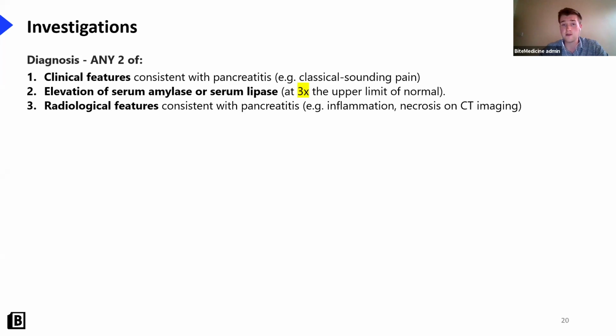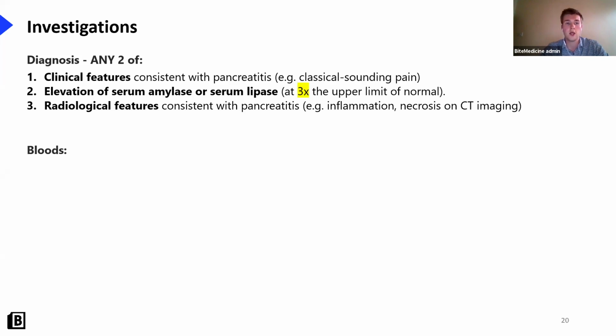Now, obviously, if their serum lipase came back negative, as well as their serum amylase, and you were still thinking, I'm pretty sure this is pancreatitis, you could discuss with an on-call radiologist and say, can you vet this CT for me? I think they've got pancreatitis, and it could go through. So yeah, you just need two of those three criteria.